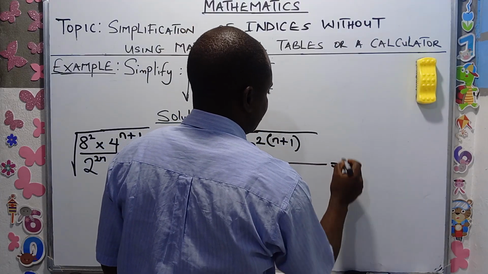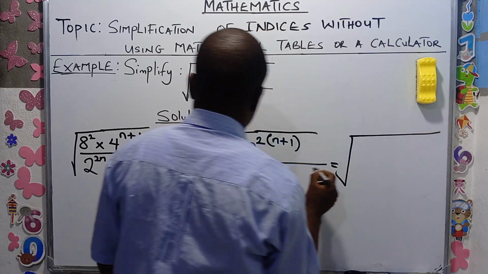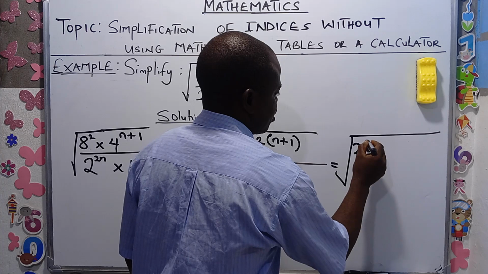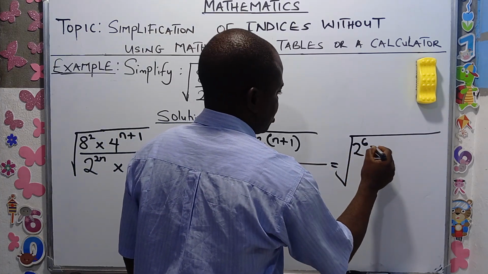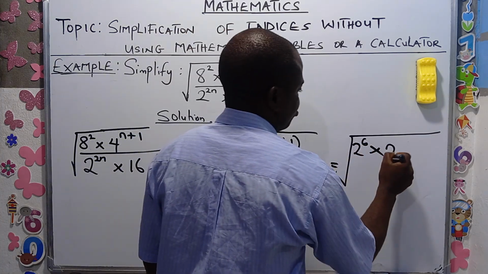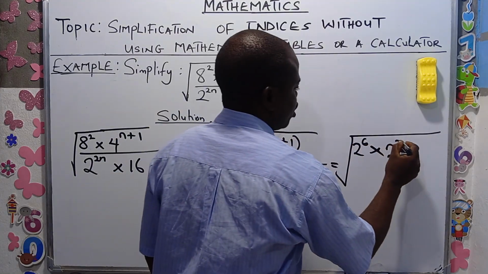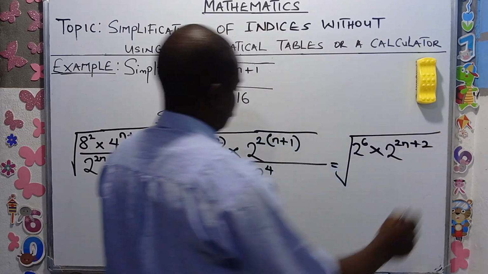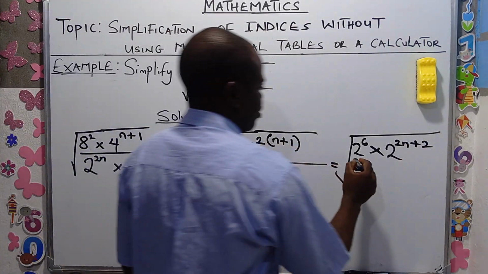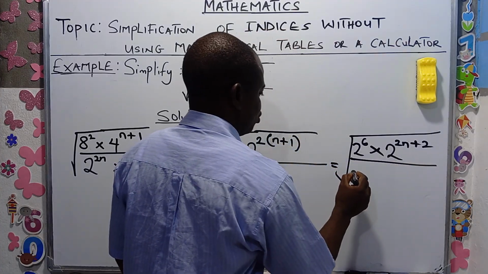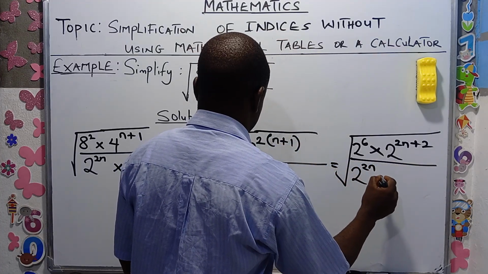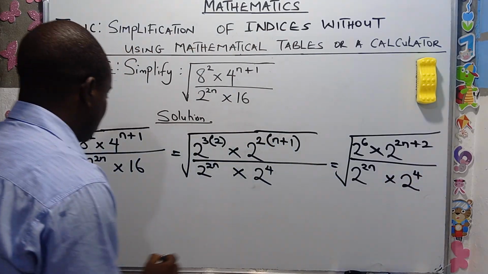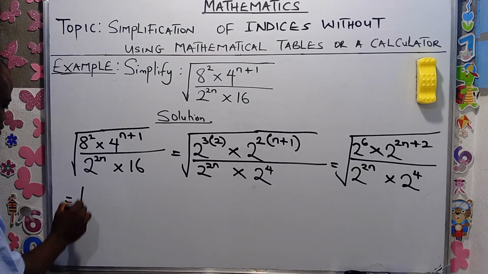Now you have it to be equals to the square root of 3 times 2, which gives you 6. That's 2 raised to power 6 multiplied by 2 raised to power 2 times n, that is 2n, and 2 times 1, that is plus 2. Divide by 2 raised to power 2n times 2 raised to power 4. You can still simplify it further.